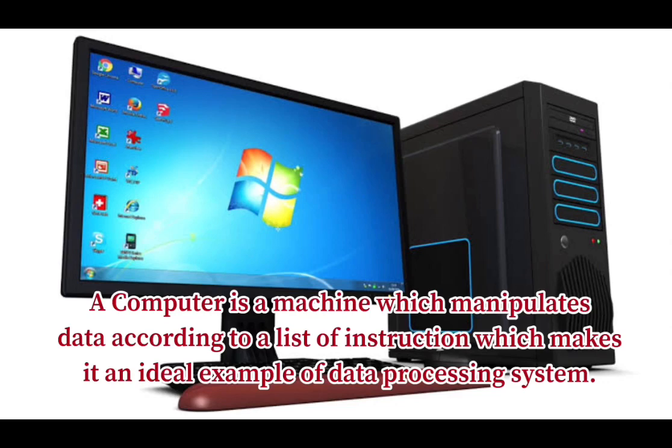Since the evolution of human, computer has come a long way. From the very primary classes, you have been taught that computer is an electronic device which is used for calculations, manipulations, to do some arithmetic and logical operations with the help of human interaction. Or in other terms, we can say that computer is a machine which manipulates data according to a list of instructions given, which makes it an ideal example of data processing system. So data is a key for the processing.